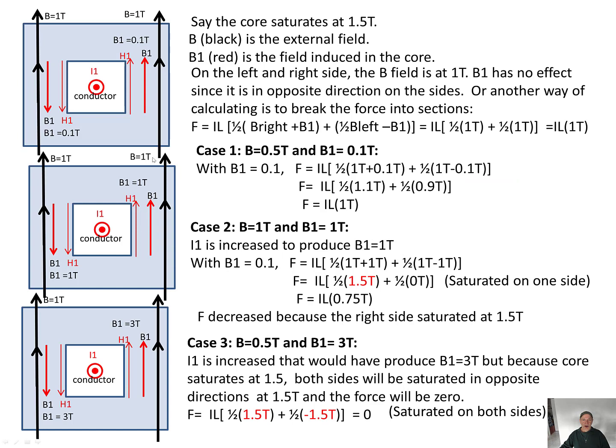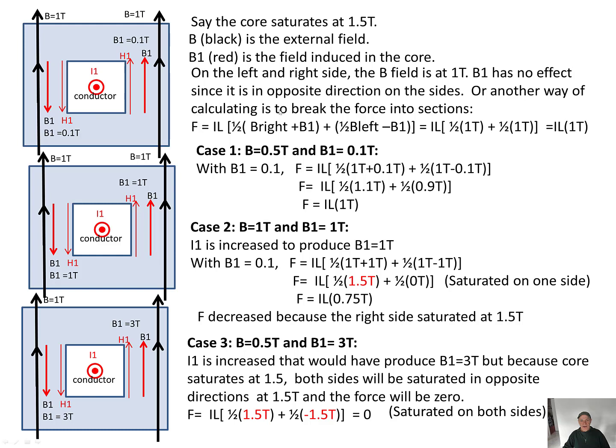So here's an example why saturation caused by the current carrying conductor creates a problem. Say the core saturates at 1.5 Tesla. B black is the external field. B1 red is the field induced in the core. On the left and right side, B field is at 1 Tesla. B1 has no effect since it's in the opposite direction on both sides.